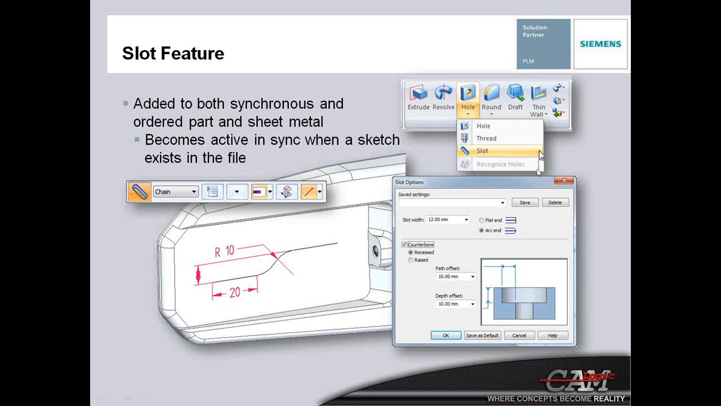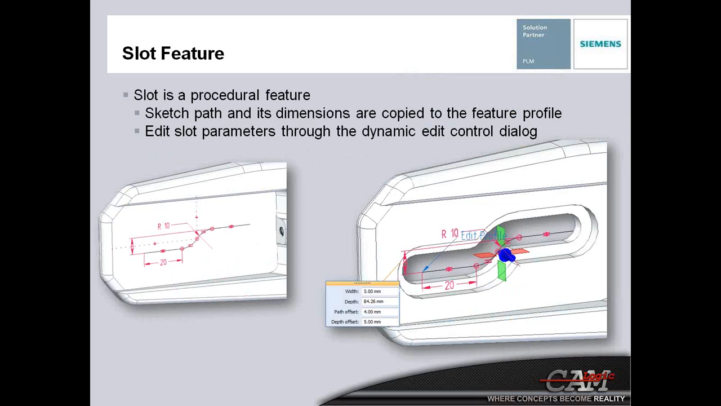You can see here that it'll be under the hole, and it's an added feature creation. It's the slot, and it comes with an options dialog box. It's all keyed-in information that automatically generates the slot within the geometry. The slot is a procedural feature. The sketch path and its dimensions are copied to the feature profile. Edit slot parameters through the dynamic edit control dialog.